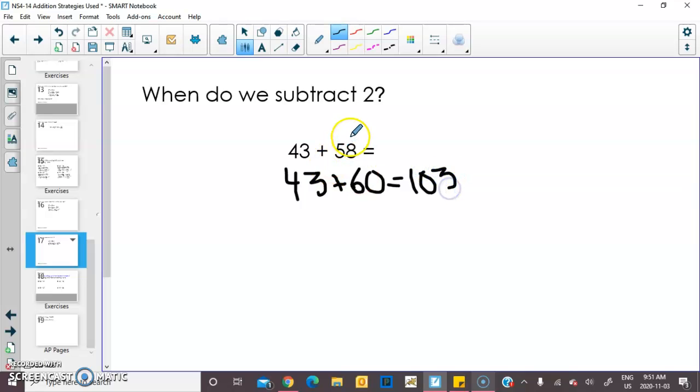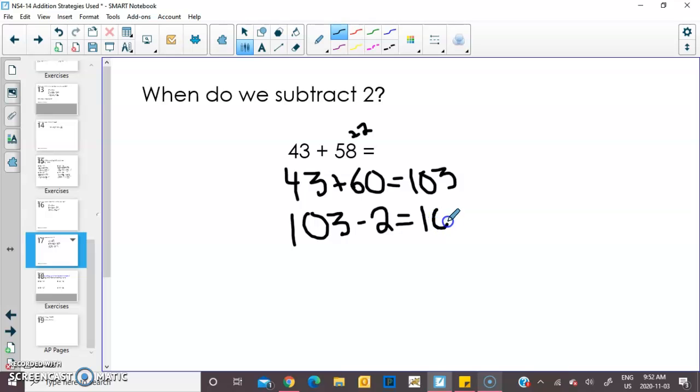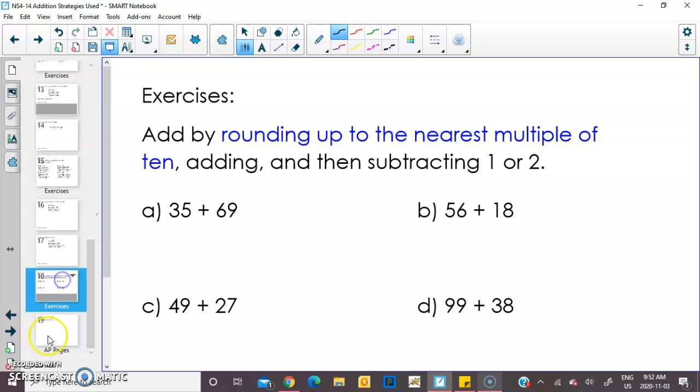Okay, but we know that we needed to add 2 to 58 to get to 60, which means we have to minus 2. So we have 103 minus 2, which equals 101. Very good, grade 4s.